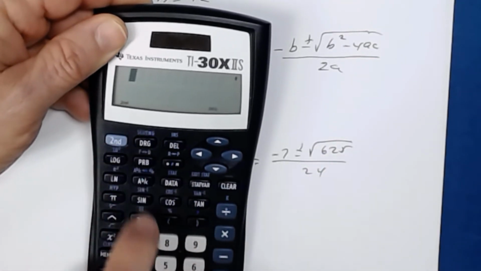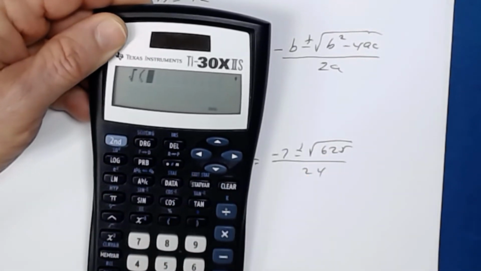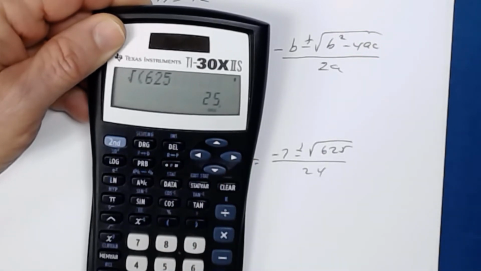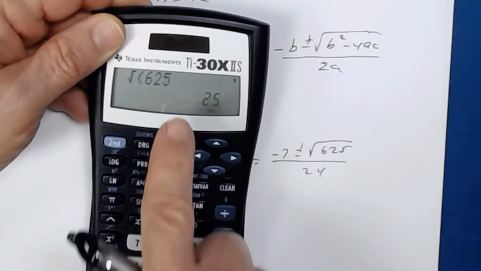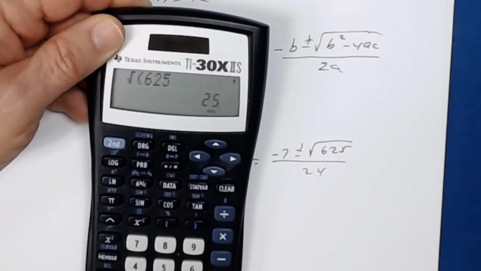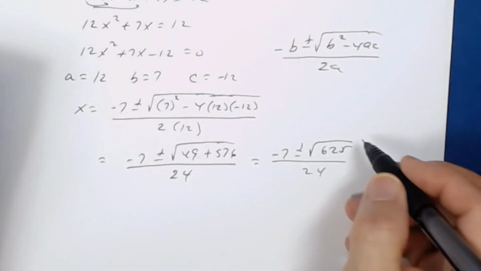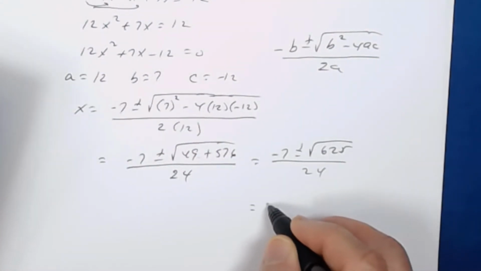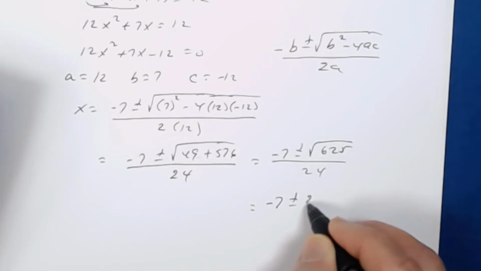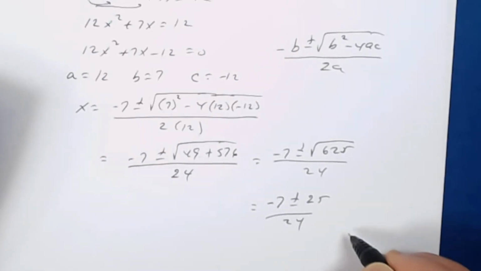So let's check. The square root of 625 is 25, a whole number. So yes, that is a perfect square because 25 times 25 is 625. All right, so 625 is a perfect square. So in other words, I get negative 7 plus or minus 25 divided by 24.